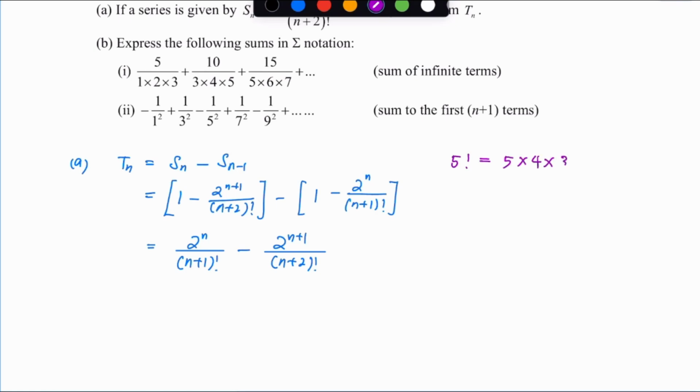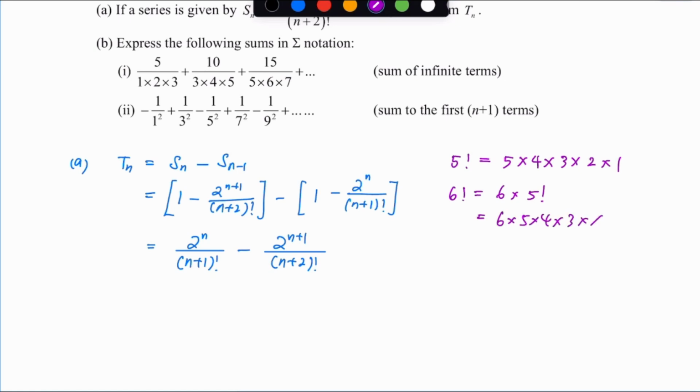Okay, 5 times 4 times 3 times 2 times 1, correct? 120. Now, what is 6 factorial? Can I argue that this is actually 6 times 5 factorial? Can I say it's like that? Why cannot? This is 6.